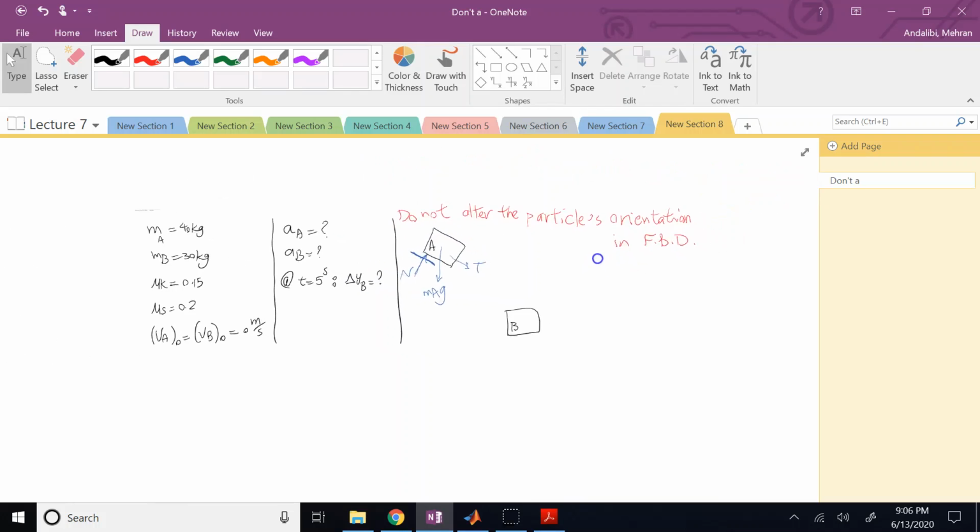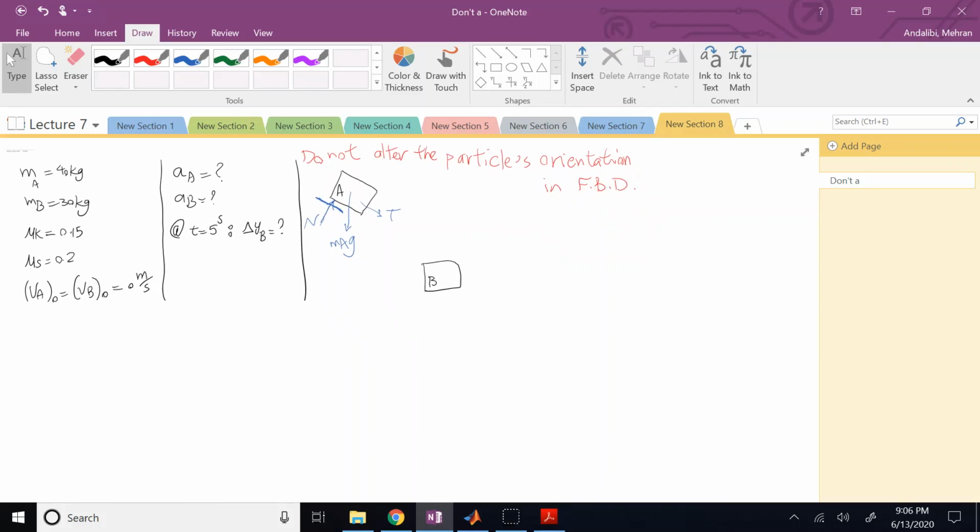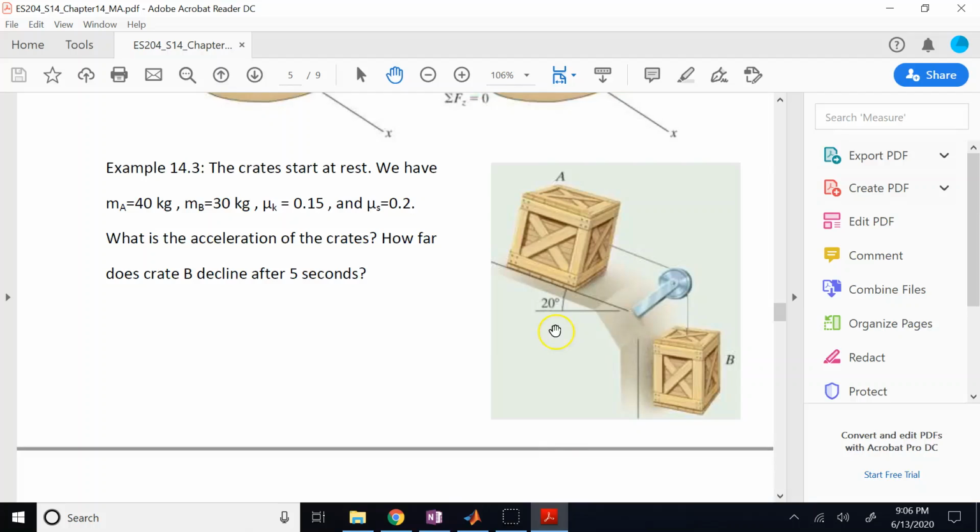And the question is, which direction does object A move with respect to the inclined surface? Well, if we go by the problem question, it says object B is going down, so A has to go down, therefore the friction is upward. But how does the problem know that this object B declines? Is there any way that the object B goes up and A goes up?